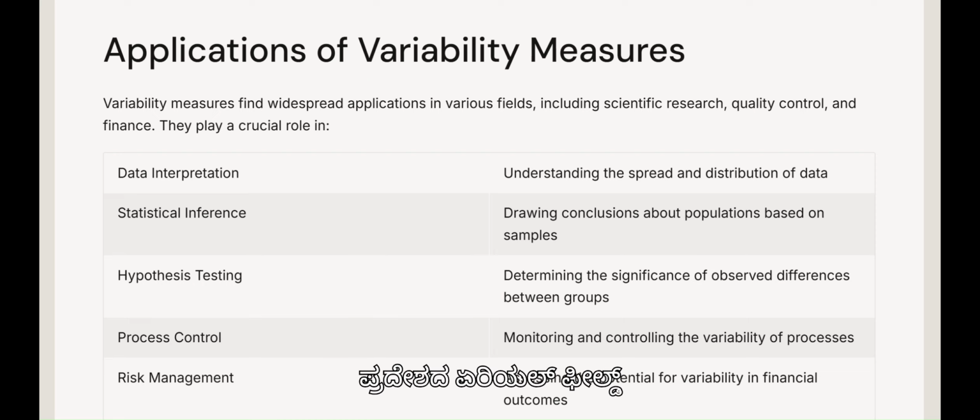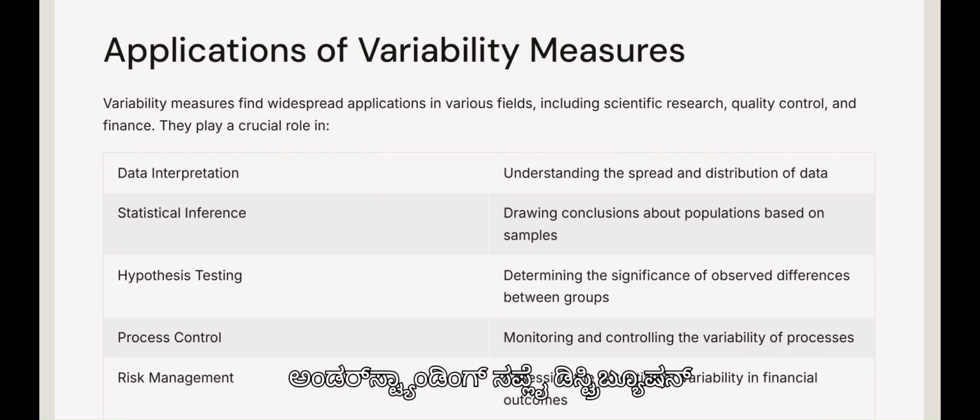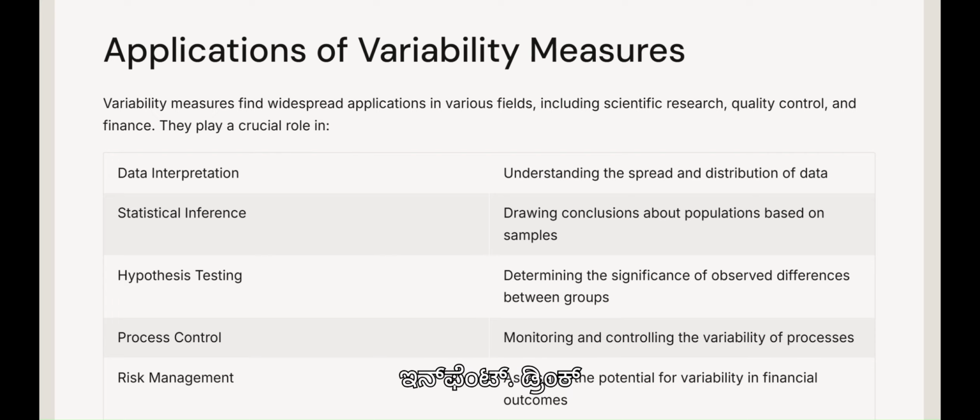Applications of variability measures. Variability measures find widespread applications in various fields, including scientific research, quality control, and finance. They play a crucial role in data interpretation, understanding the spread and distribution of data; statistical inference, drawing conclusions about populations based on samples; hypothesis testing, determining the significance of observed differences between groups; process control, monitoring and controlling the variability of processes; and risk management, assessing the potential for variability in financial outcomes.